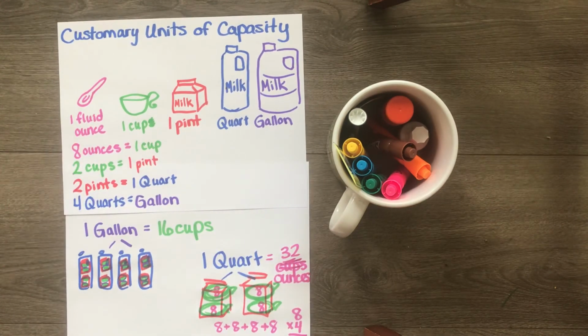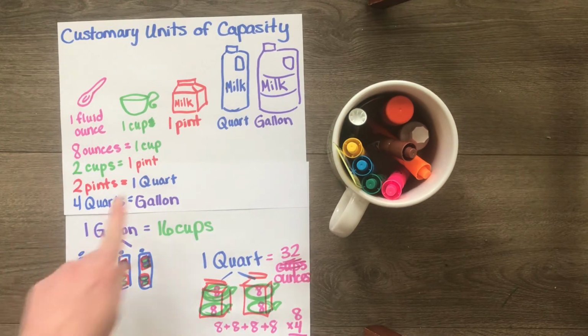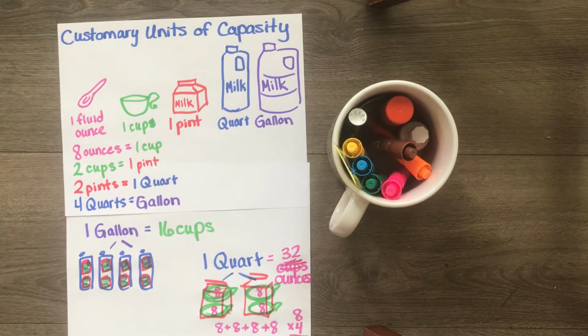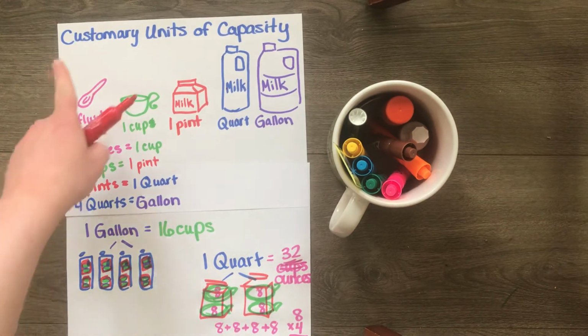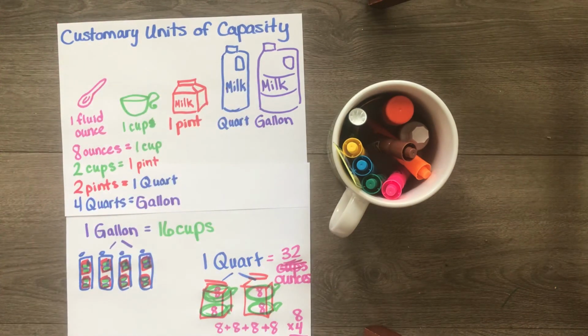So shared in your Google Classroom today, you're going to see a conversion chart that's very similar to this one, and it also has all of the customary units of capacity on there for you to reference as you're answering your questions. Good luck, have fun, work hard, see you later.